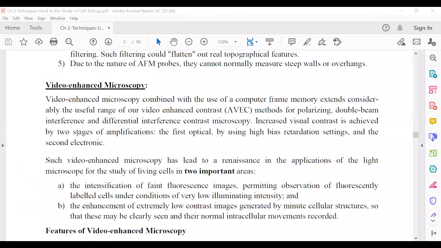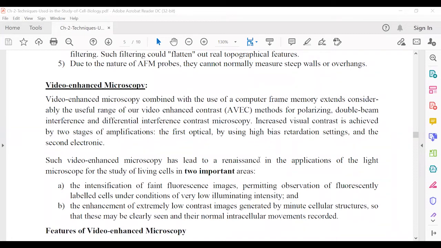Next technique, video enhanced microscopy. Video enhanced microscopy combined with the use of a computer frame memory extended considerably the useful range of video enhanced contrast methods for polarizing, double beam interference and differential interference contrast microscopy. In this technique, different types of interference are used to see the image.